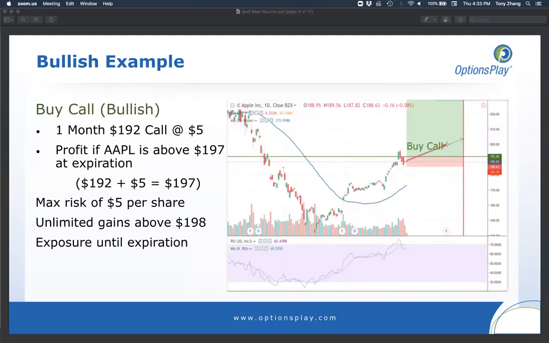So that's one thing that I think many times is a little counterintuitive, because you can actually call the direction on Apple correctly. So the stock can go from 192 to, let's say, 195, and you would actually still lose money on the call option, because you've paid $5 and you expect the stock to move $7, but when the stock only moves $3 in your favor, you actually lose money on the trade.